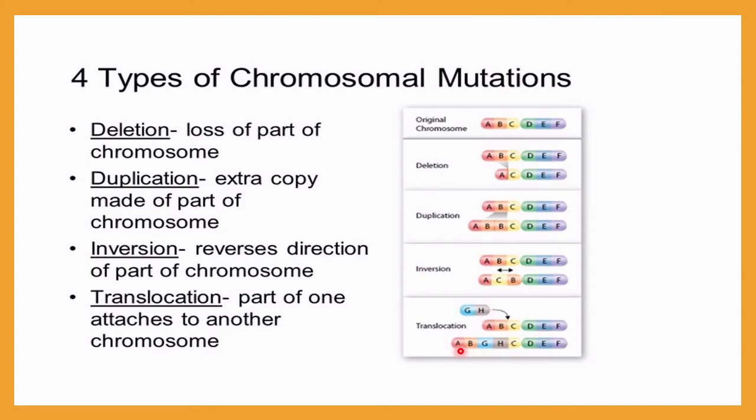As a result, you can see a totally new mutated strand will be formed. So A, B, G, H, which is inserted, then C, D, E, F. This portion may be translocated from another chromosome. So this is all about the structural mutation of a chromosome: deletion, duplication, inversion, and translocation.